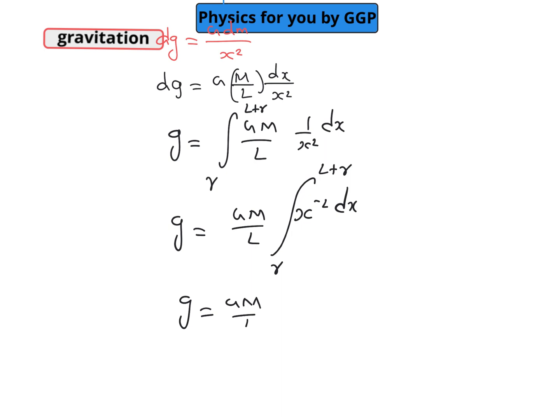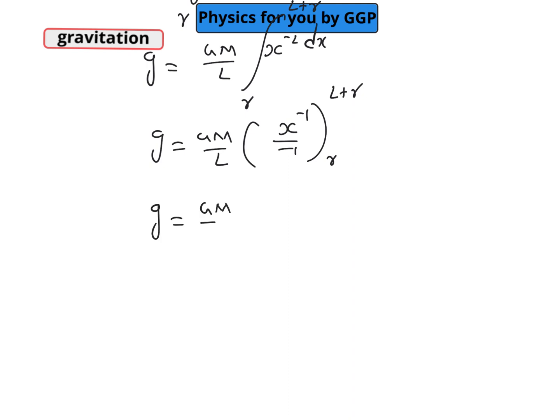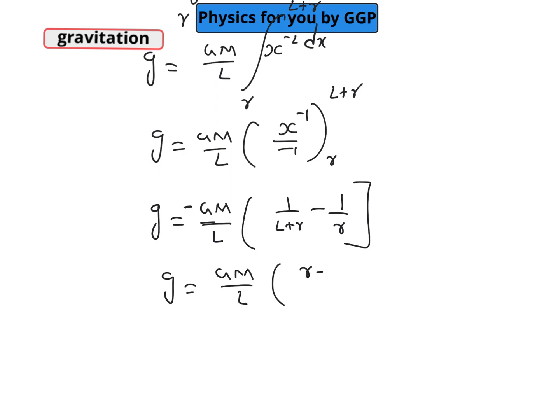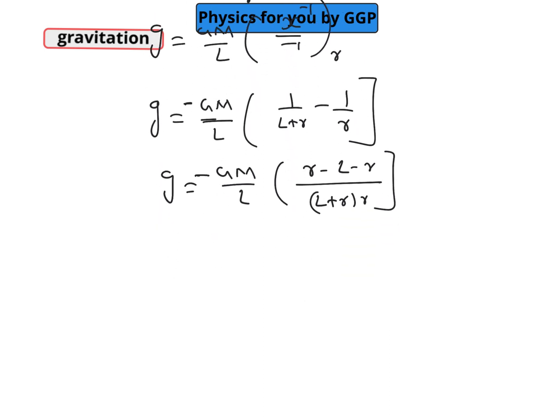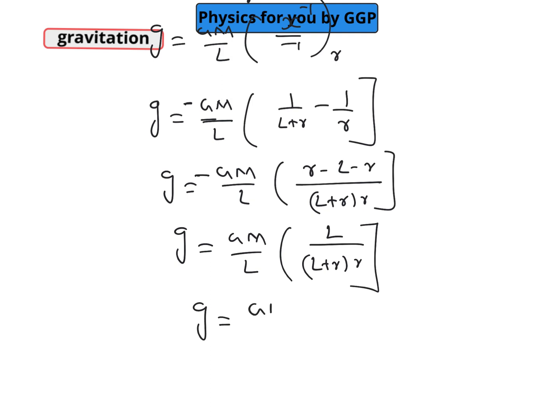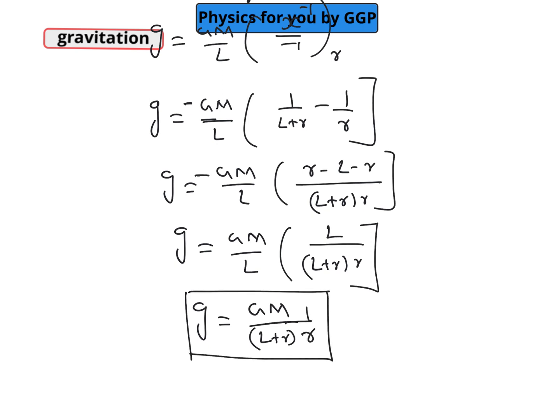We can write this as GM divided by L into x raised to minus 2 plus 1, that is x raised to minus 1 by minus 1, with limits from r to r plus L. Putting the limits, we get g is equal to GM divided by L into 1 by r minus 1 divided by r plus L. So you can write it as GM divided by L into L divided by r into r plus L. Or you can write g is equal to GM divided by r into r plus L, which is the value of gravitational field at a distance r from the end of the rod.